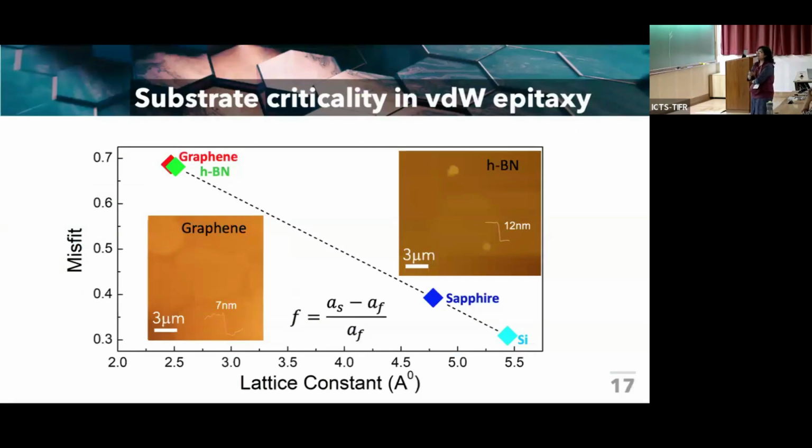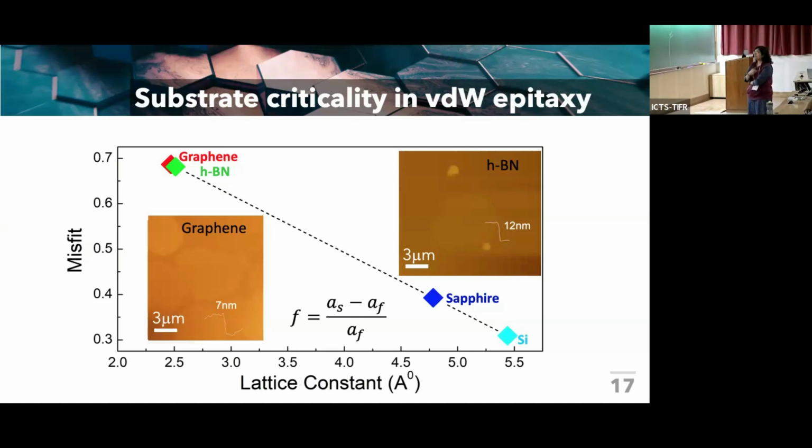Now the question is, why are graphene and HBN helping in van der Waals epitaxy? For this, the first calculation that we did was to calculate the lattice misfit between chromium telluride and graphene and HBN. If you see, the misfit is very large for graphene and HBN. It is almost close to 65 to 70%, whereas it is very small for sapphire. But still we are able to grow this chromium telluride on graphene and HBN.